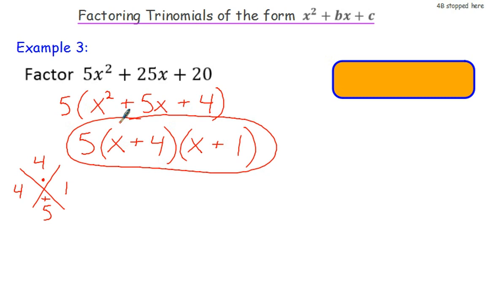Now, if I wanted to check my answer here, there are multiple ways you could do it, but I would maybe cover up the 5 and just FOIL these out, and then multiply all of those terms by 5, and you will get your original that we have up here. All right, awesome. Let's see what else we got.